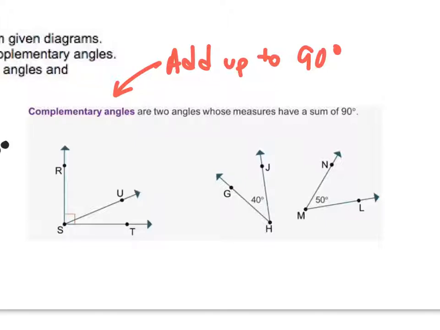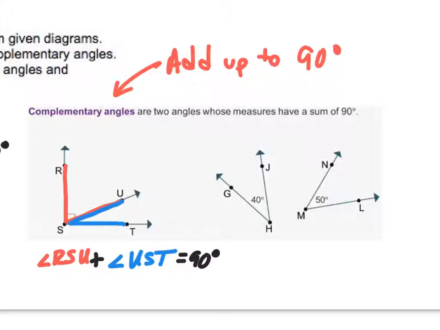So what we would say here, given that RST is a right angle, and we know it's a right angle because of that little symbol there, if we take the small angle RSU plus angle UST, then because that's a right angle right here, I know that they add up to 90 degrees.